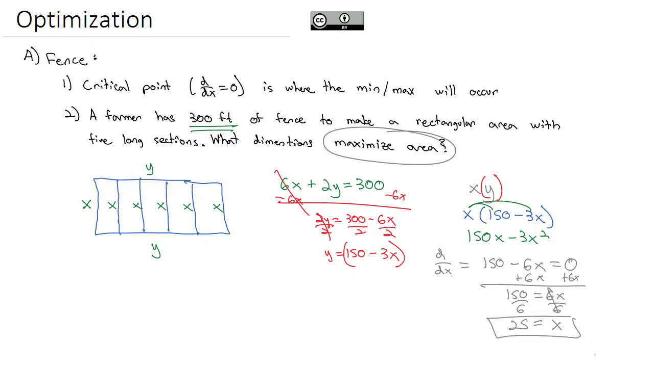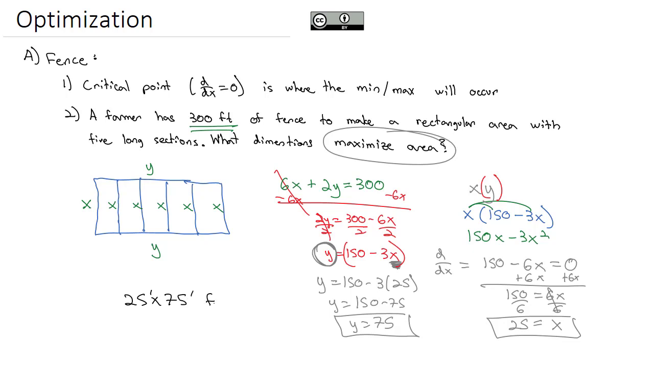I know the height of this fence is going to be 25. The length comes from the y, which we can get by plugging in the x value we now know. Y is equal to 150 minus 3x, or 3 times 25. Y is equal to 150 minus 75, so y is 75. If I want to maximize the area with this 300 feet of fencing, we have to do a 25 by 75 foot fence.